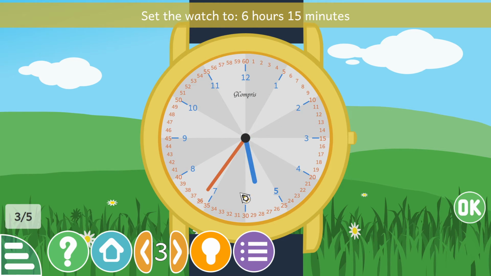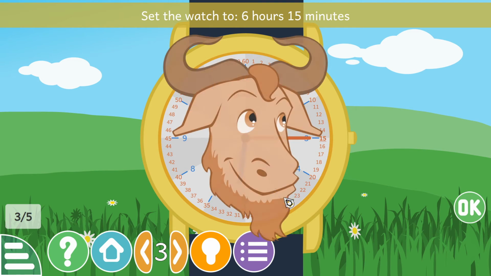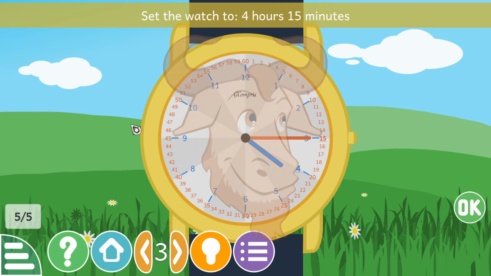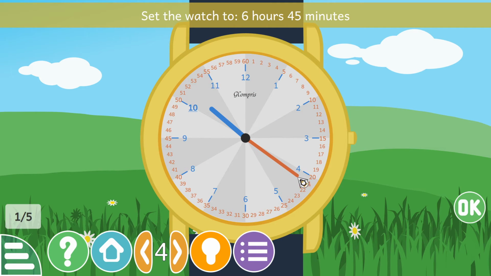6 hours and 15 minutes. So 6:15. So 12:15. I'll wind the clock back to the 12:15. Then 4:15. Then 6:45. So 6:45. Then 1:45 or 12:45.